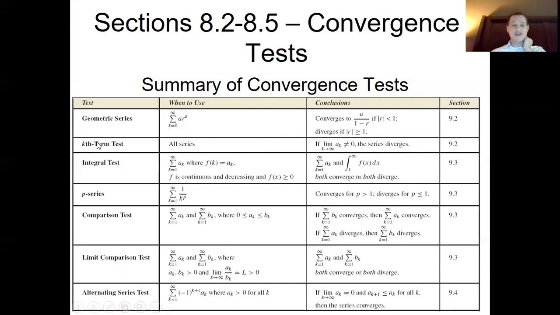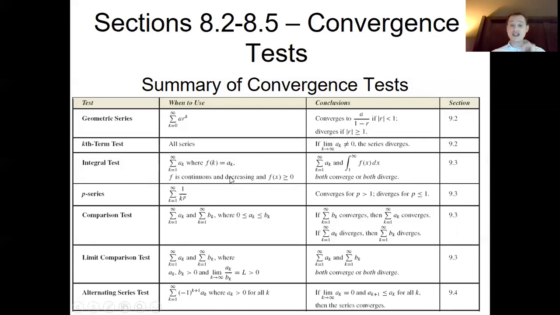The kth term test is good also. That's like your first check. If the terms don't even go to 0, then you're off the hook, and you can say it diverges. If they do go to 0, then you start running down these, and the integral test is a good one to know. Down here, you've got a p-series test.